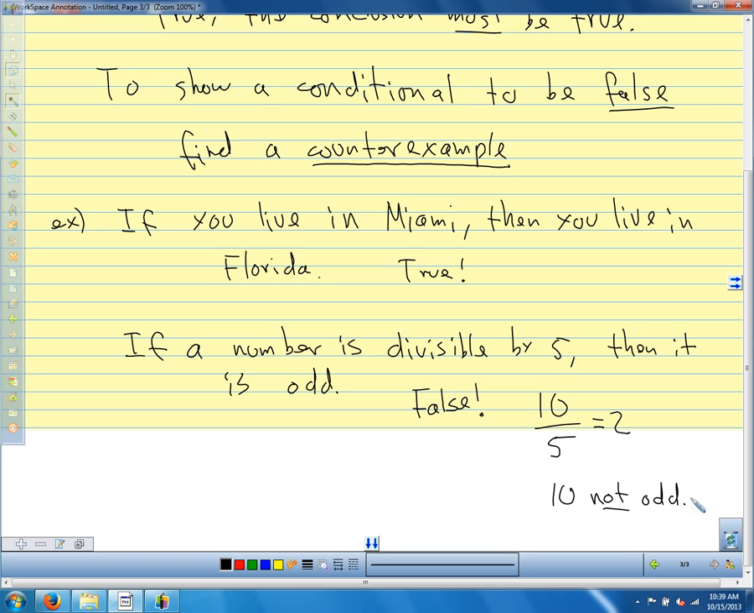And we can find lots of counterexamples for this one, right? 10, 20, 30, 40, any multiple of 10. All right, so that's what we mean when we want to find the truth value. If it's true, it needs to be true every single time. If it's false, it only needs to be false for one case for it to be false.